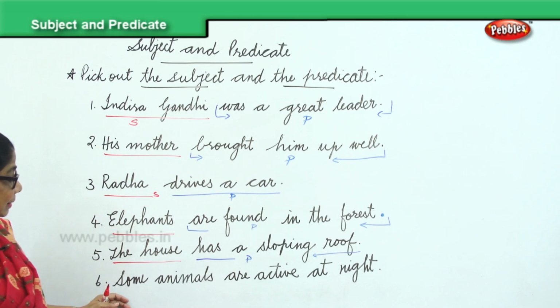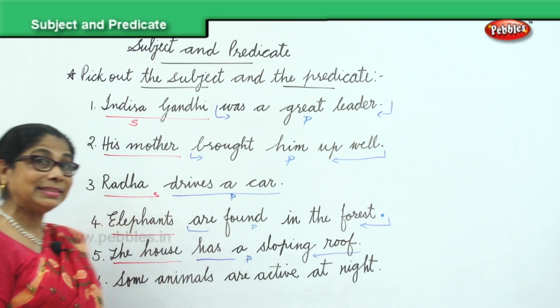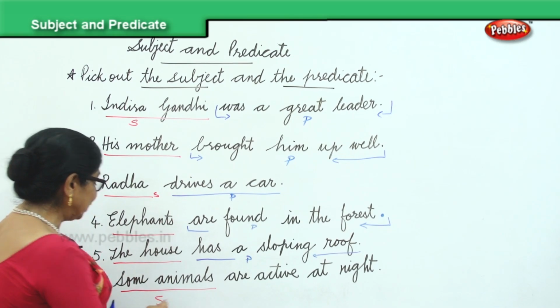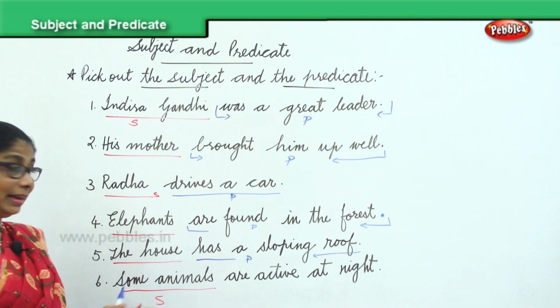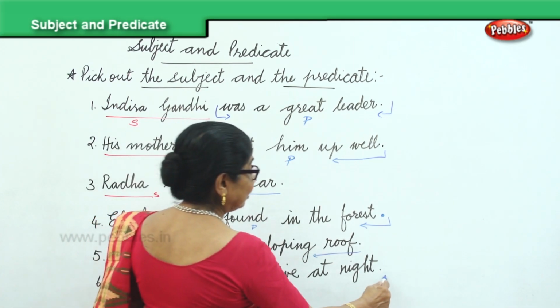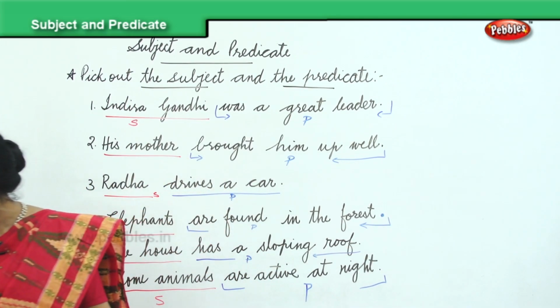Finally, you have some animals are active at night. Not all animals. Some. What is the subject? Some animals. That's the subject. Some animals are active at night. So you have are active at night. That's the predicate. Let's look at all the 6 sentences.